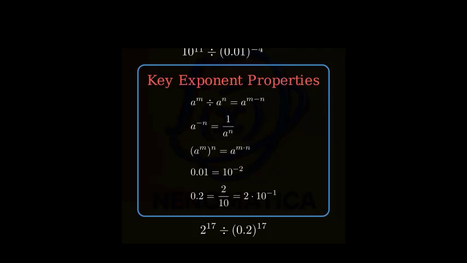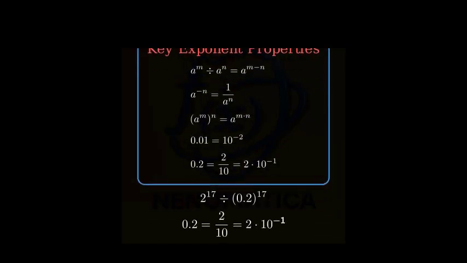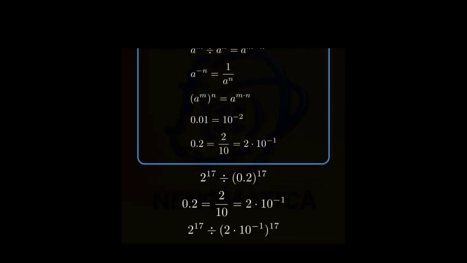First, let's rewrite 0.2 as a fraction. 0.2 equals 2 divided by 10, or 2 times 10 to the negative 1. Now, we can rewrite the division as 2 to the 17 divided by the quantity 2 times 10 to the negative 1, all raised to the 17th power.